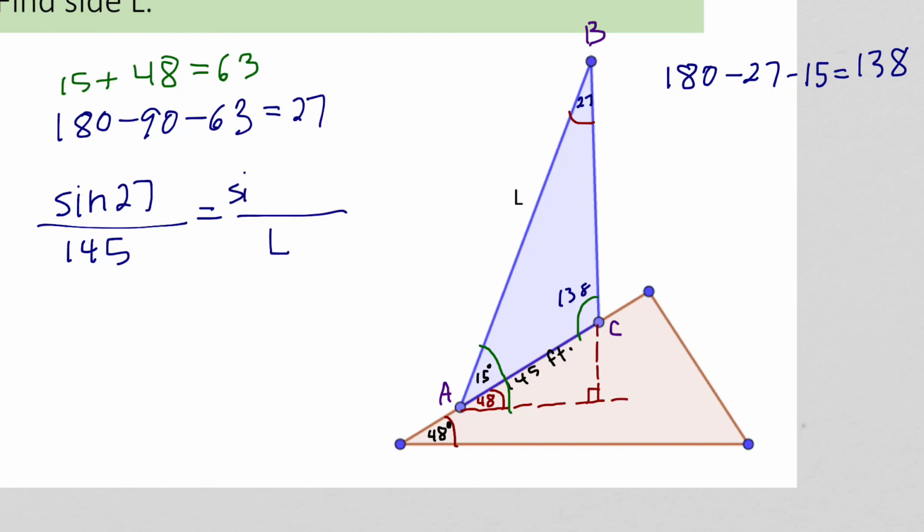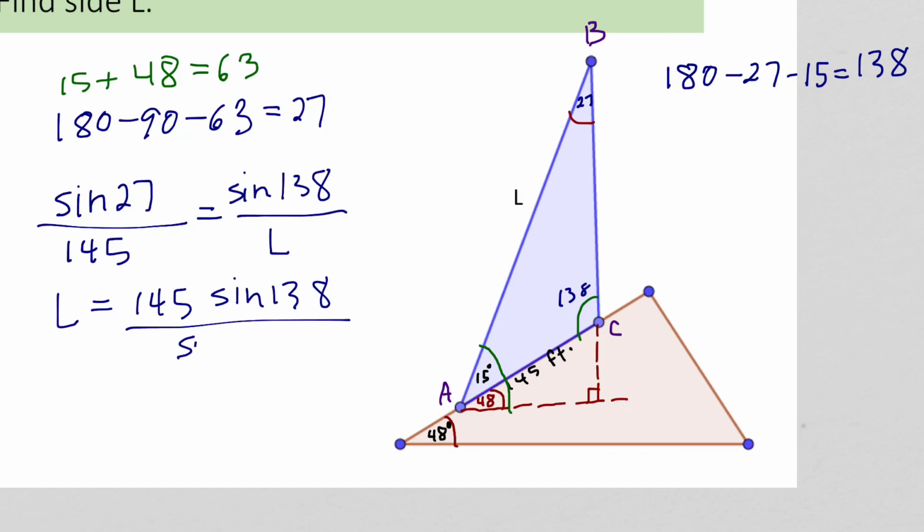So I need that one: sine of 138 over L. This is opposite L, and here this 145 is opposite 27. So cross multiply and divide. L is equal to 145 sine of 138 divided by the sine of 27. Typing that into the calculator, I get L is 213.714 feet.